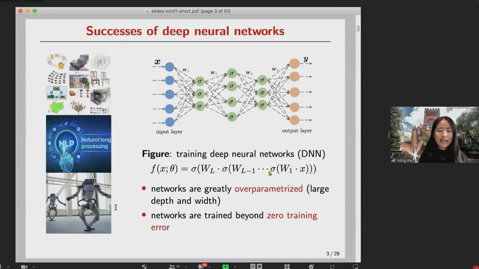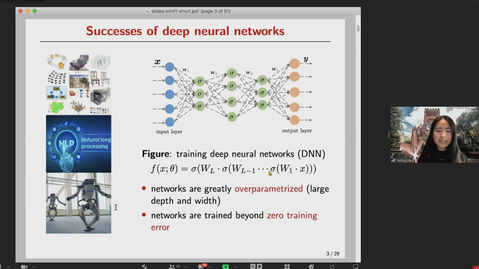Over the last couple of decades, people have tried to understand why this simple structure can outperform and have super-human performance. The talk by Nikolai just now gave us a very nice algorithmic point of view of understanding the performance of neural networks. However, there's still no unified answer to why neural networks perform so well.